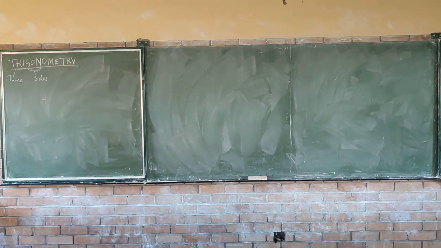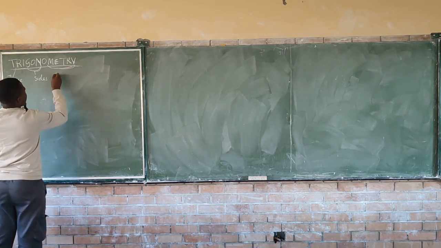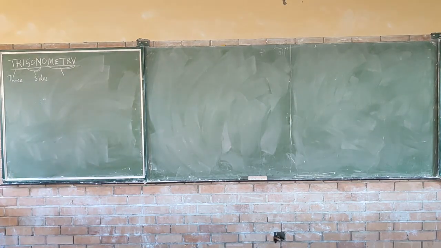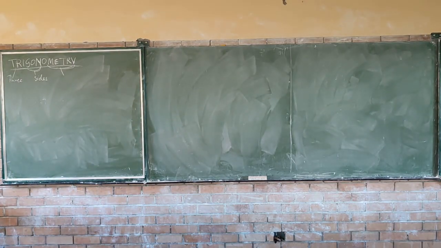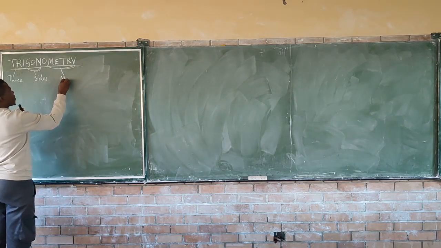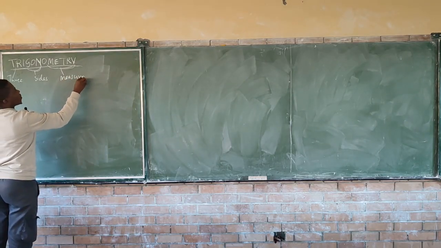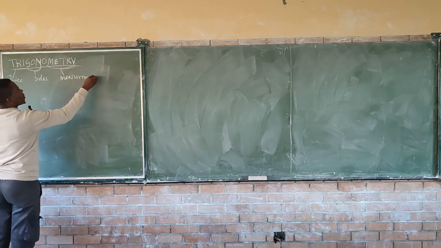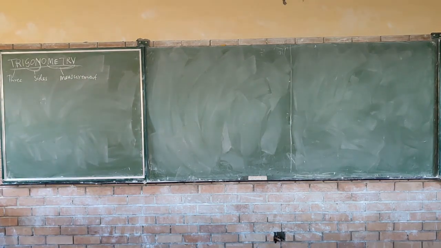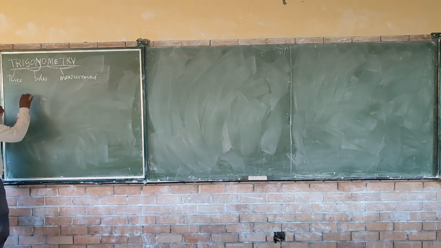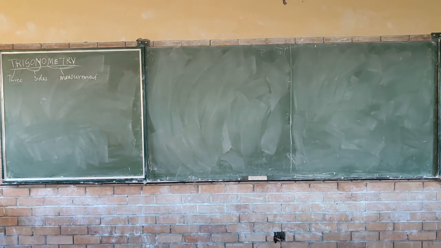And then we also have the part "metric". What does it mean? It simply means the measure or the measurement. So now we're going to take the three-sided shape and then measure the angles. So trigonometry is about the measuring of the angles and the sides.